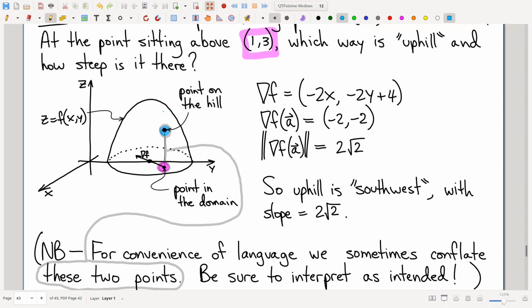Okay, so I did indicate that here by, say, the point sitting above 1, 3. The thing is, in practice, that gets tedious. In practice, we normally sweep that point under the rug. If I say, hey, I'm on the hill at 1, 3, you're supposed to know I'm on the hill, not under the hill, right? So most of the time, people will just say, I'm at 1, 3. And of course, it's understood that you're actually in 3 space.